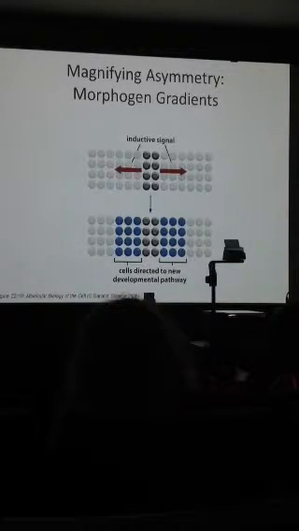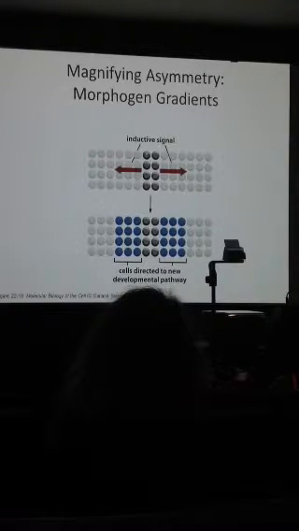So again, the idea being that you've got cells of a certain type, and they're producing some signal, some morphogen. And that morphogen diffuses away from these signaling cells. And since these cells are nearby a high concentration of morphogen, they are going to undergo a certain developmental pathway. Cells that are further away from the source of morphogen don't get enough of it, and so they don't induce that pathway.